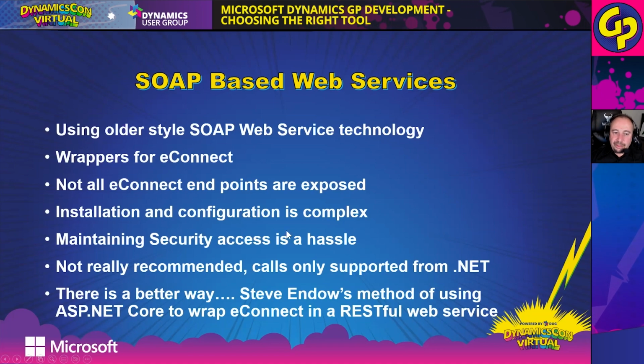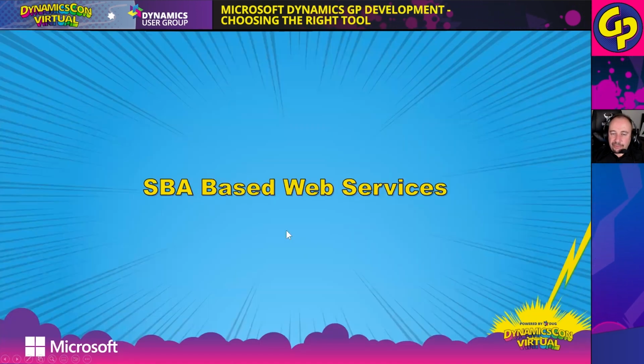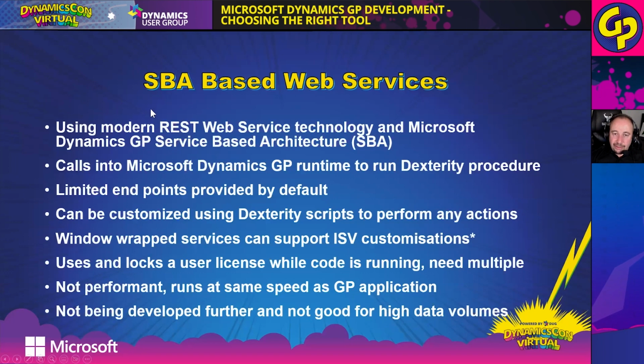So final bit then is SBA. So this is service-based architecture, which is the new technology that was added in GP 2015. And it's based on calling into a GP runtime and running dexterity procedures. So there are some endpoints that are provided. They're probably not as many as eConnect, but you can customize them with dexterity scripts, and you can also write your own. One of the things is if it's using a window wrap service and there's customizations via an ISV to the window, those customizations will run.